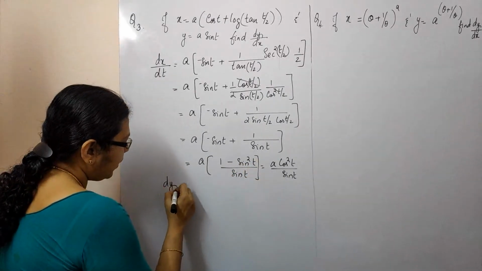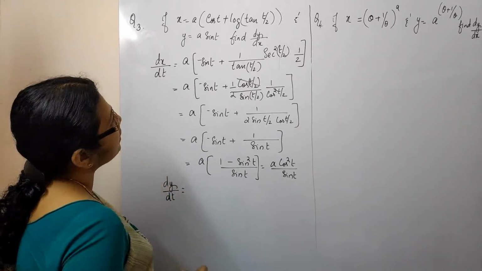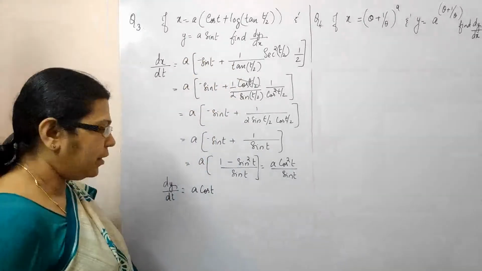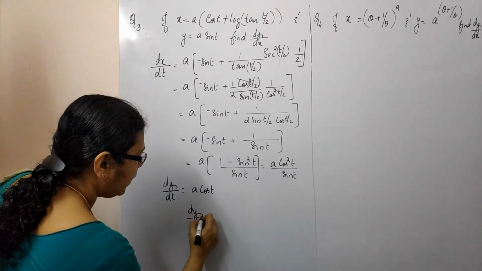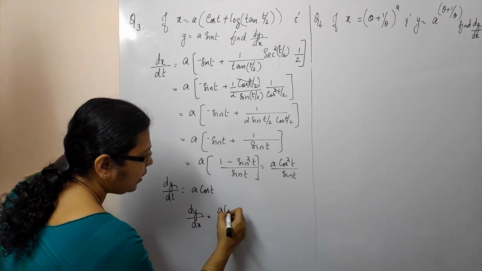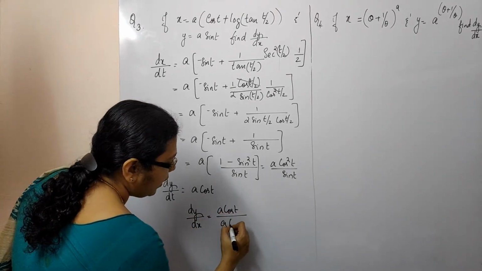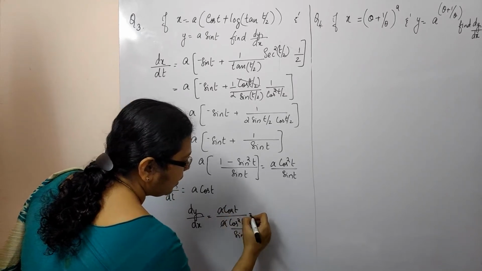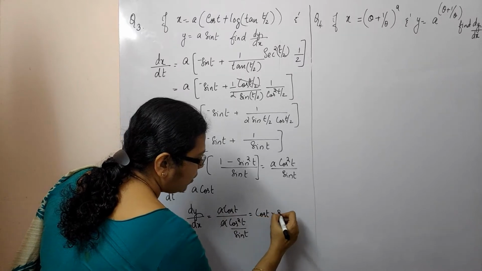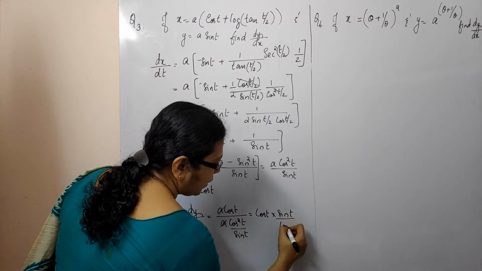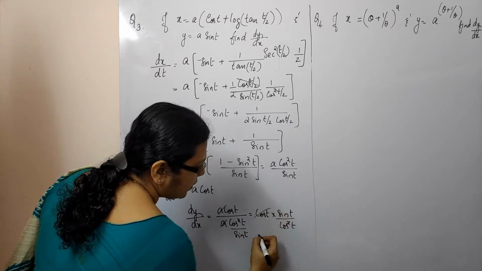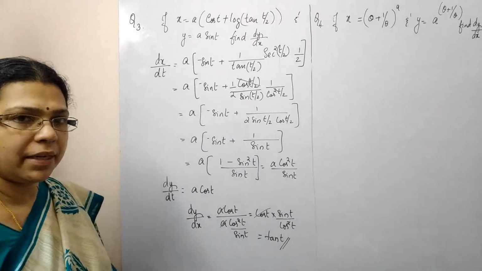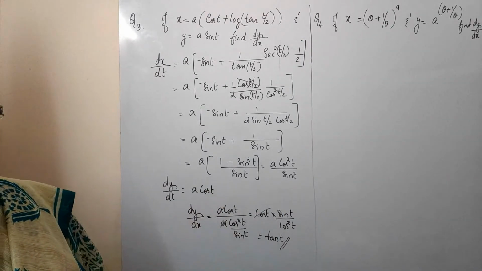Now dy by dt. What is dy by dt? That is a into cos t. Right? So dy by dx is equal to a cos t divided by a into cos square t by sin t. Now a and a cancel. This is equal to cos t into sin t by cos square t. One of the cos gets cancelled, and sin t by cos t, what is the value? Tan t. Am I clear? Okay. Let's move on to the next question.